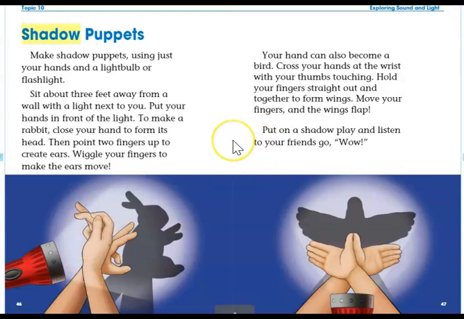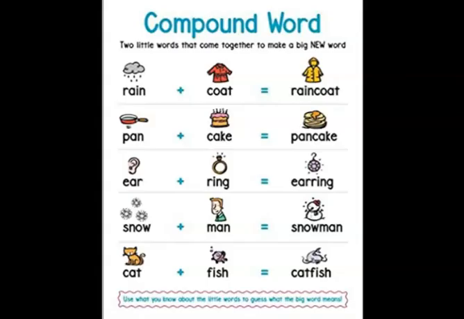In the beginning of the story, we had to read 2 long words. Light bulb or flashlight. These long words are called compound words. Let me teach you a little bit more about compound words. Compound words are 2 little words that come together to make a big new word. Like rain and coat make raincoat.